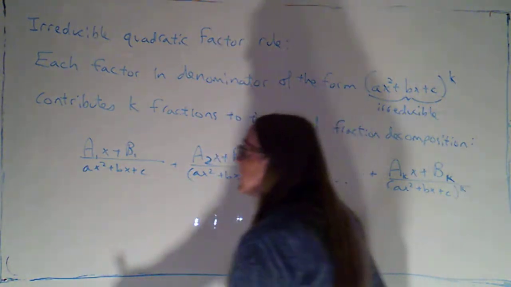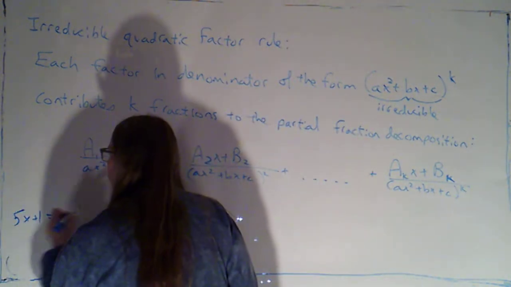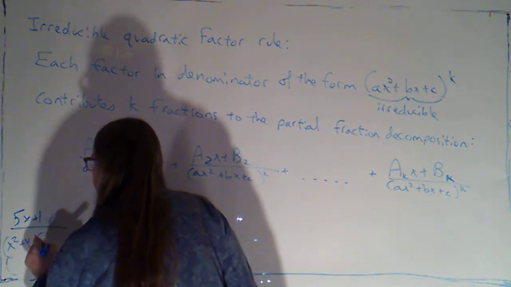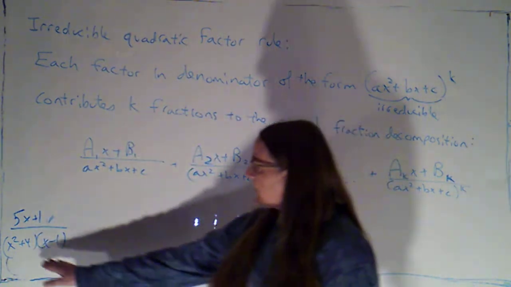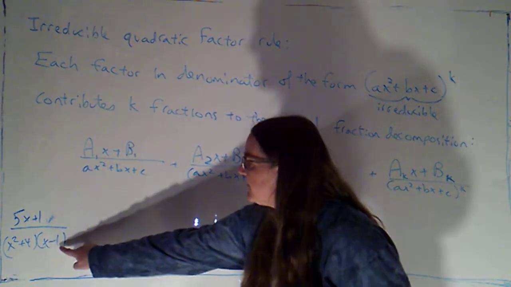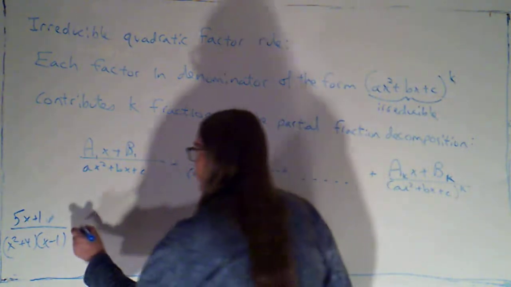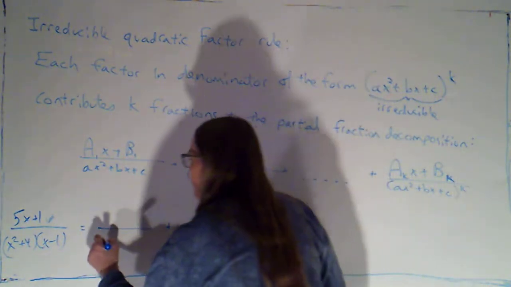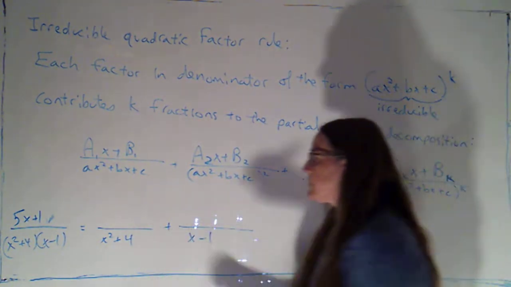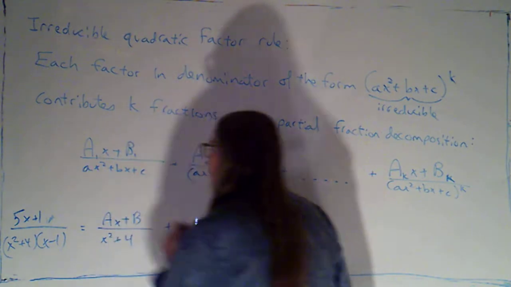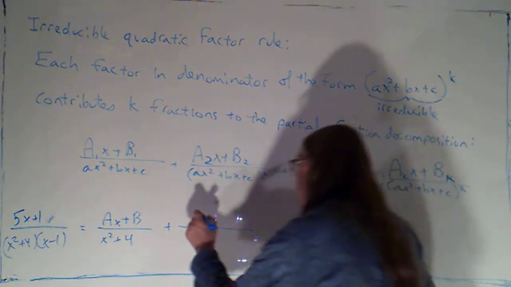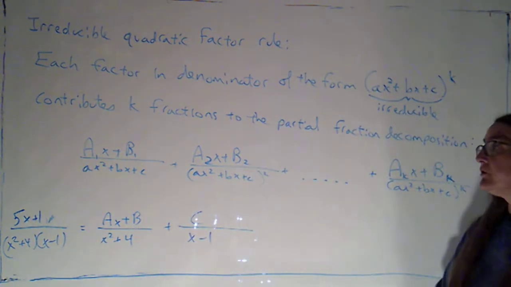Okay? So, if I were to have something like 5x plus 1 over x squared plus 4 times x minus 1. Now, x squared plus 4 is an irreducible quadratic. It does not factor over the real numbers. And obviously, this is a linear factor. So I've got two factors, so I'm going to have two fractions. One will have x squared plus 4 in the denominator, and one will have x minus 1. For the x squared plus 4, that's an irreducible quadratic, so I get a linear on top, some x's plus a number. This is a linear, so I get just a constant on the top. Okay. So that's the general form there.